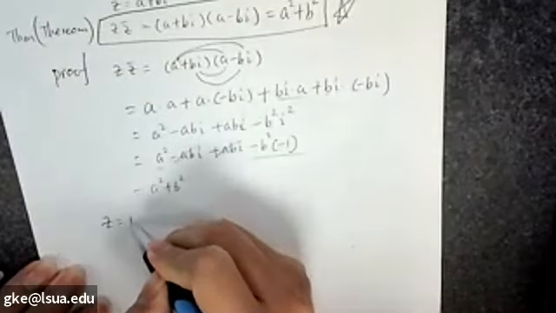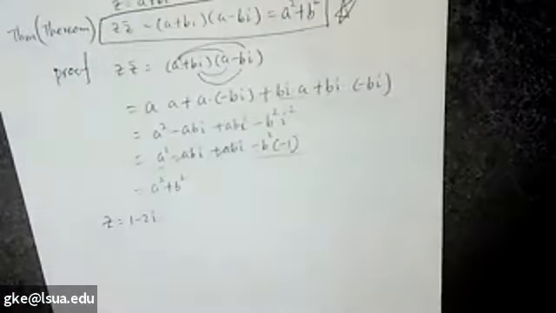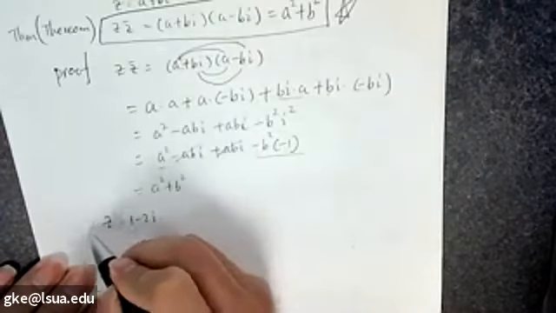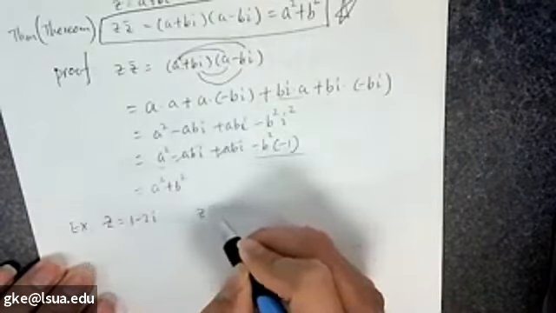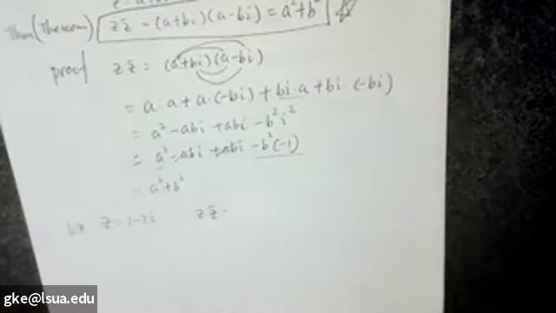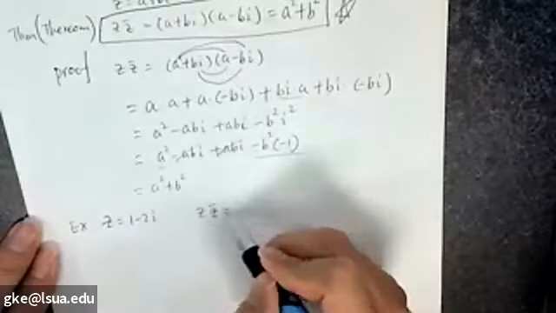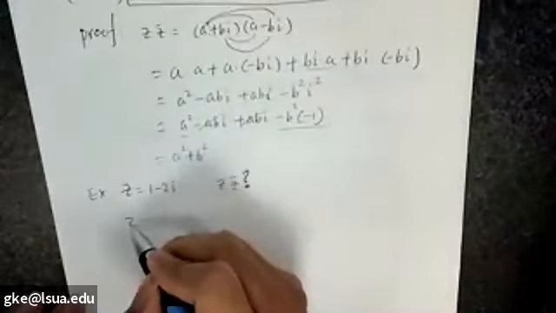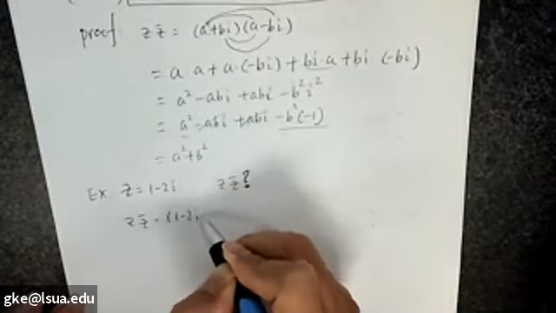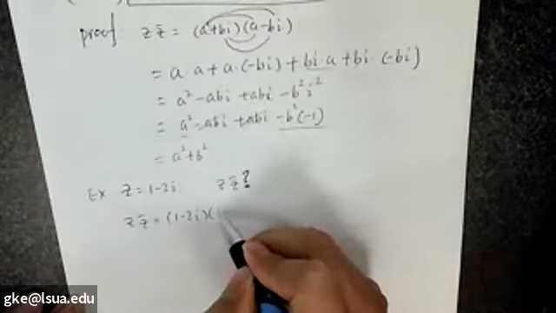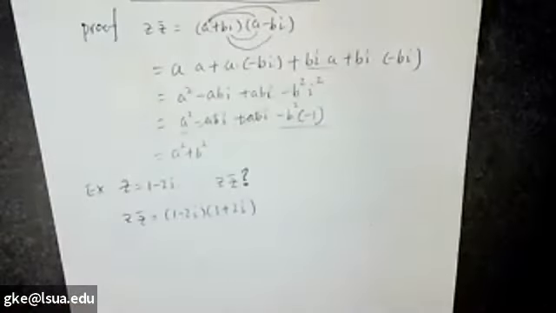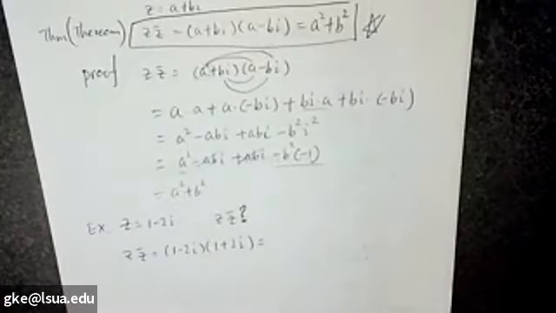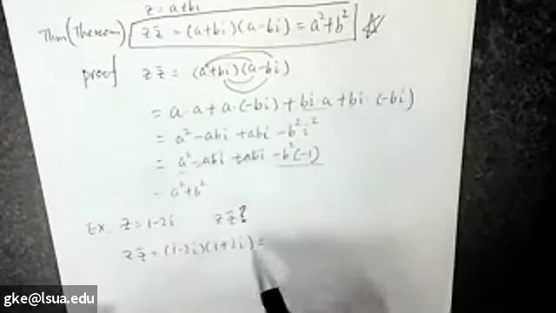The first example is 1 minus 2i. So if z equals 1 minus 2i, then calculate z times the z bar. Okay, so what are we gonna do? Put it here. So z times z bar is gonna be 1 minus 2i times the conjugate, change the sign. Okay, now we're gonna use the formula. Of course, you can use the distribution, still get the result.